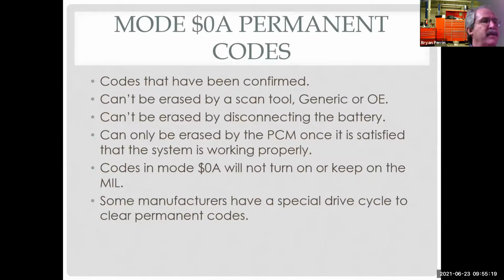Some manufacturers have a special drive cycle to clear permanent codes. For example, Toyota, after you run the monitors, requires you to idle for 5 minutes in gear to clear the permanent code. If you just shut the car off without the idle period, it won't clear the code. And I discovered that by accident before I saw the TSB. So that's permanent codes. So that's all of our modes and what I see on a scan tool.